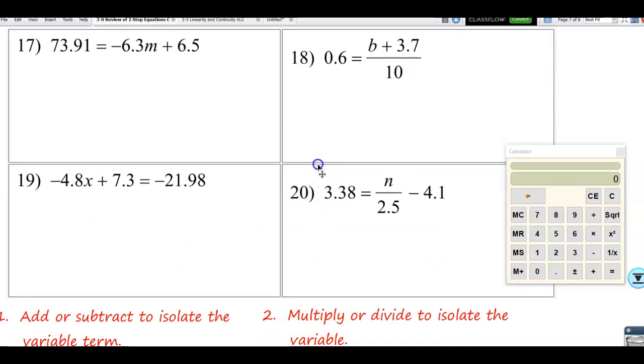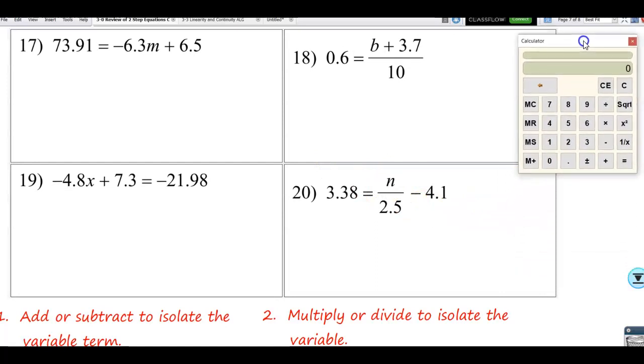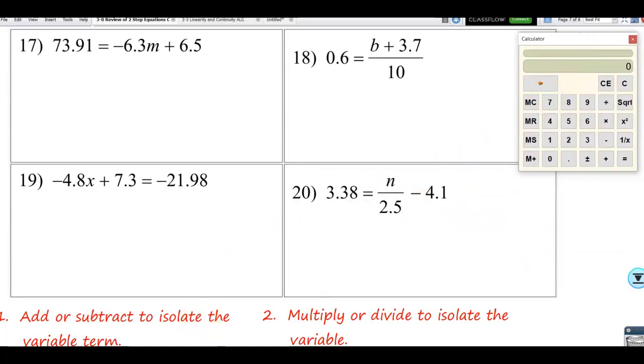Let me move them over just a smidge. These are why I brought out the calculator, because while I love doing fractions the old-fashioned way, I don't love doing decimals the old-fashioned way. So I will be using the calculator for these. Same type of problems, two-step equations. The only difference is I have mixed in decimals.